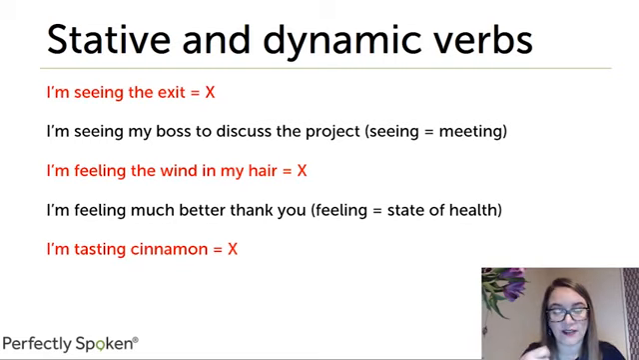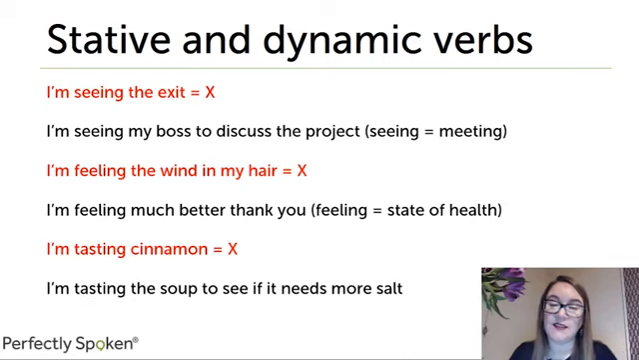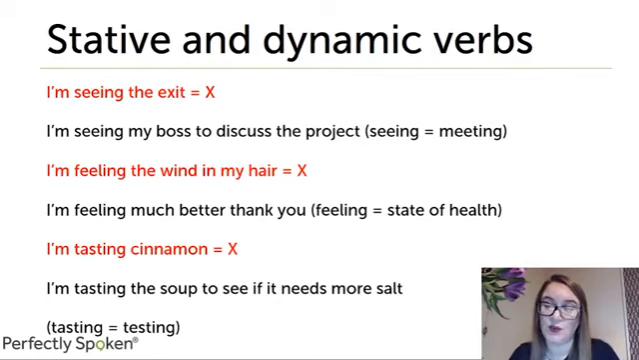Imagine you're trying something. I'm tasting cinnamon. No, present simple. I taste cinnamon. But I'm tasting the soup to see if it needs more salt. Here, taste means testing. I'm testing the soup to see if it needs more salt.